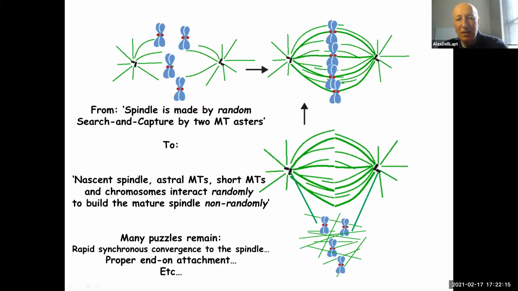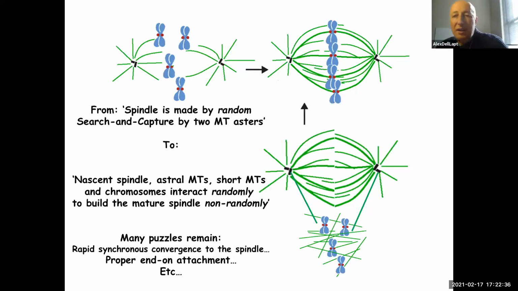It's interaction of the astral microtubules with the short microtubules, and then interaction of the central spindle with this short microtubule network that makes the spindle rapidly and accurately.